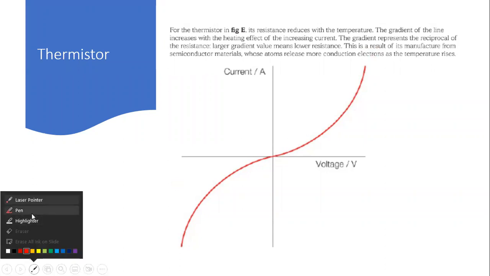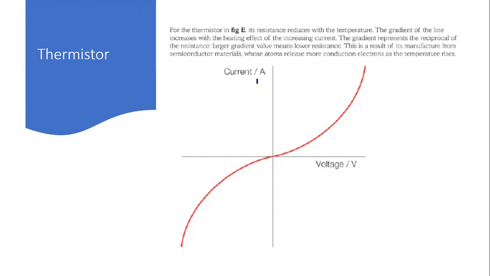If I draw this for you, excuse how bad my drawing is. Initially the current is low. If the current is low, that means the temperature is low. So if the temperature is low, the gradient is low, resistance is high, inverse relationship. After that, as the current increases, the temperature also increases. As the temperature increases, the gradient is increasing, meaning that the resistance is decreasing. So again, it's showing you an inverse relationship. And this is the shape of the graph for the thermistor. A thermistor is again made from semiconductor materials, right?